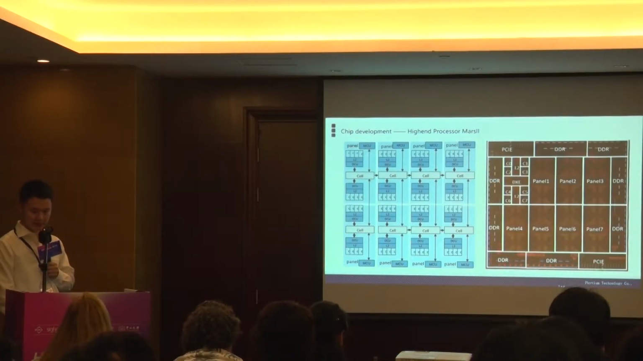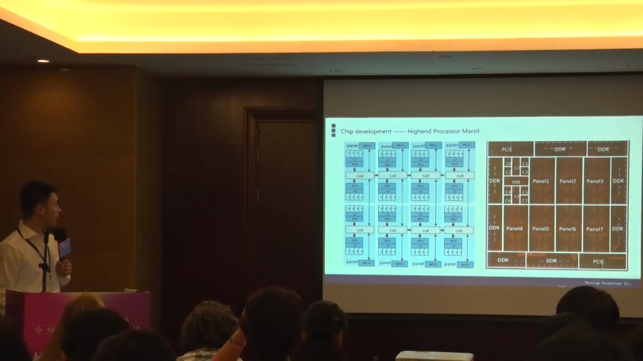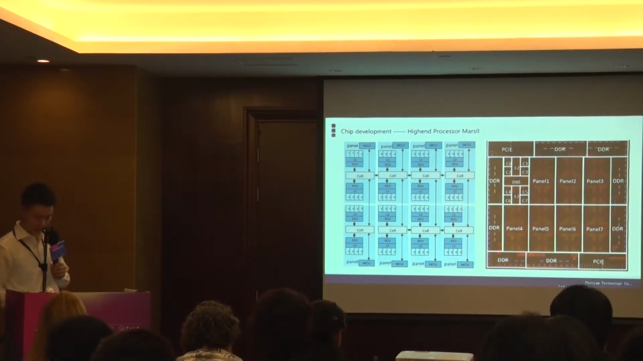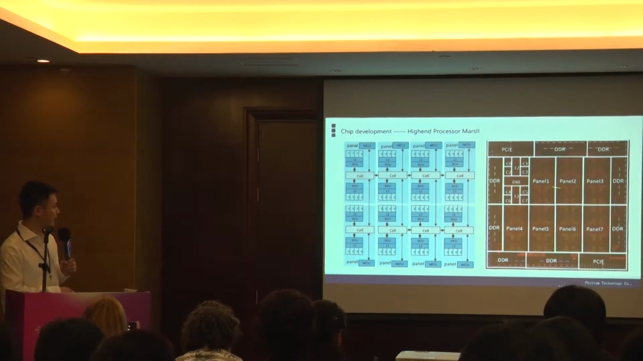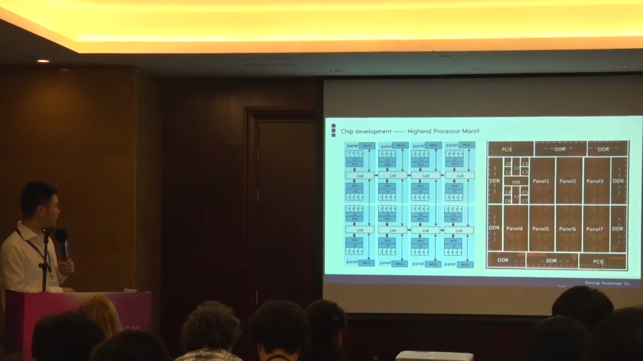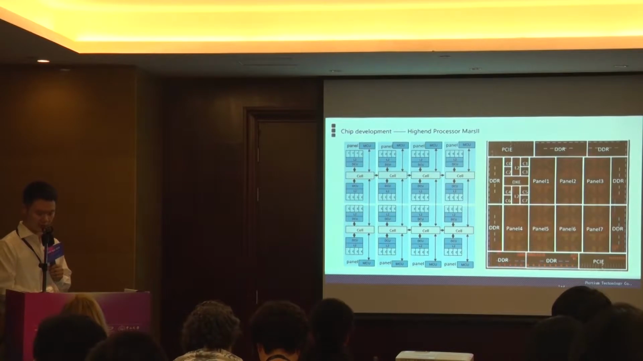So this is the block diagram of our whole chip. We can see that we divide the whole chip into 8 panels, and the 8 panels are combined into a 2-dimensional mesh. Next, I will give more detail about our chip.